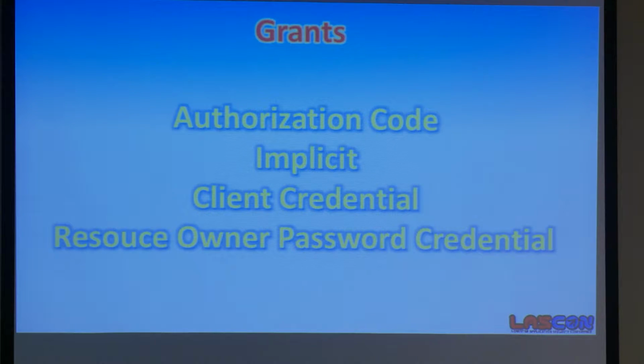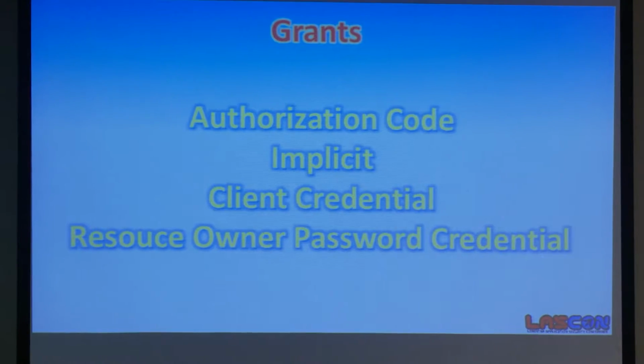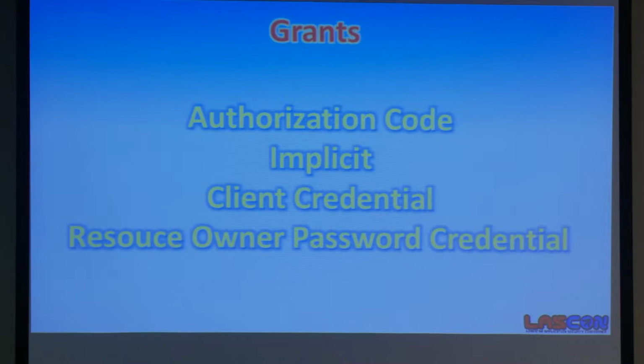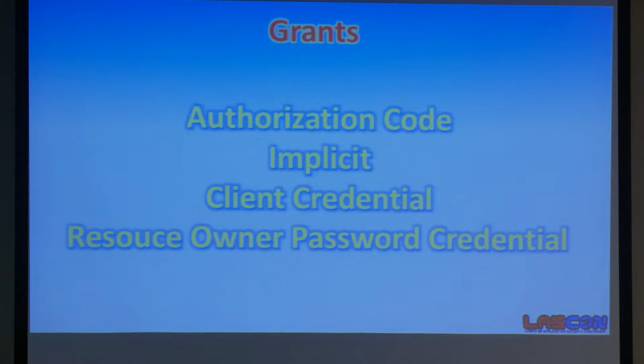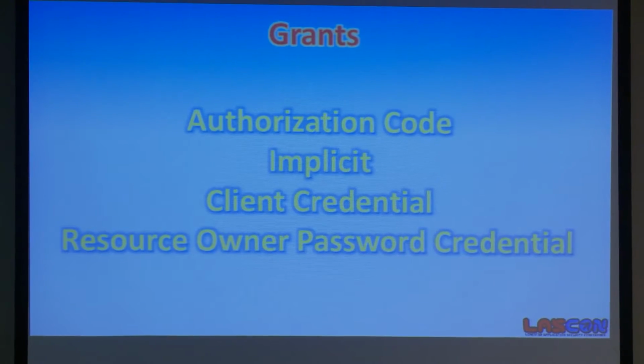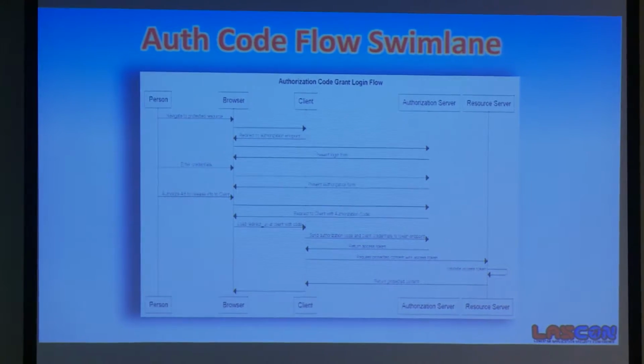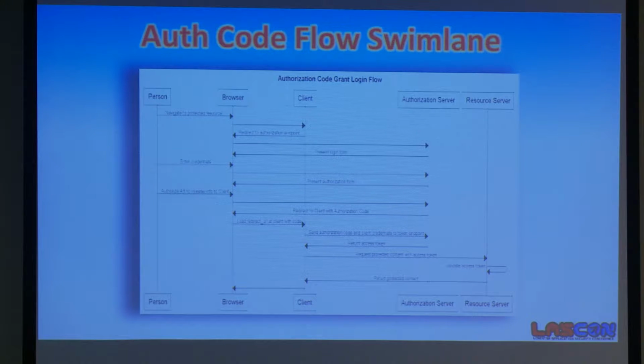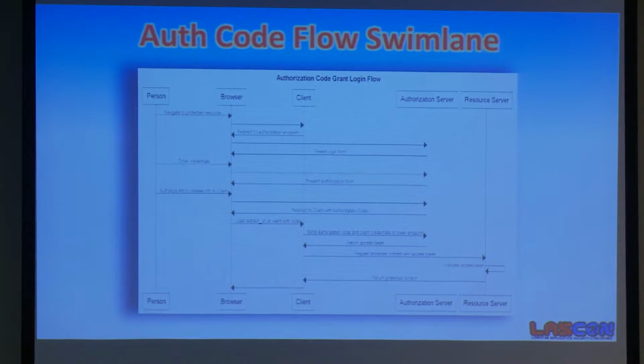The most confusing part of OAuth are the grants, and these are sort of the flows that you can use in order to obtain permission. The primary flows that are defined in OAuth 2 are the authorization code, implicit, client credentials, and resource owner password credentials. I have swim lanes for this coming up, so let's just jump into it. This is probably too detailed for this presentation. OAuth 2 people love these swim lanes.